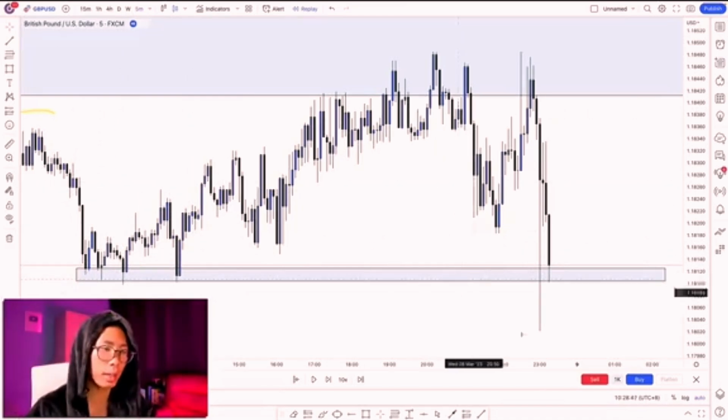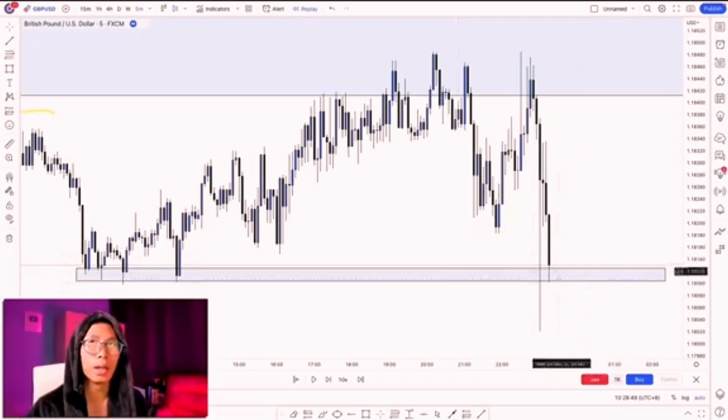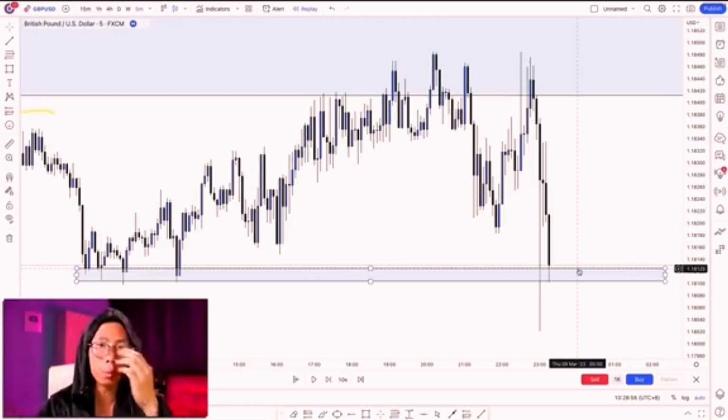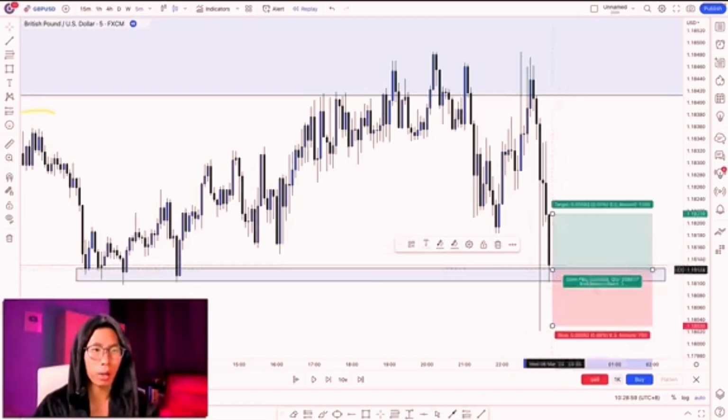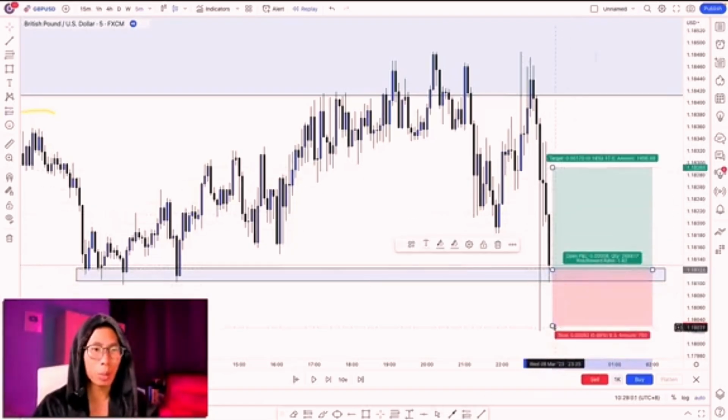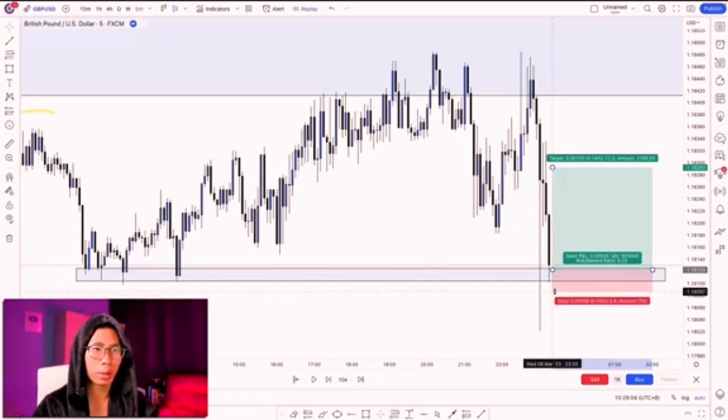So what you could have even done is place a buy limit order, buy stop or buy limit, I forget which one it is, but you can place a buy order right here where the broker will automatically get you into a buy position. So what you could do, place a buy order right here. And in that case, I'm going to be placing my stop loss below this liquidity area right here. So maybe put like a 5 pip stop loss.